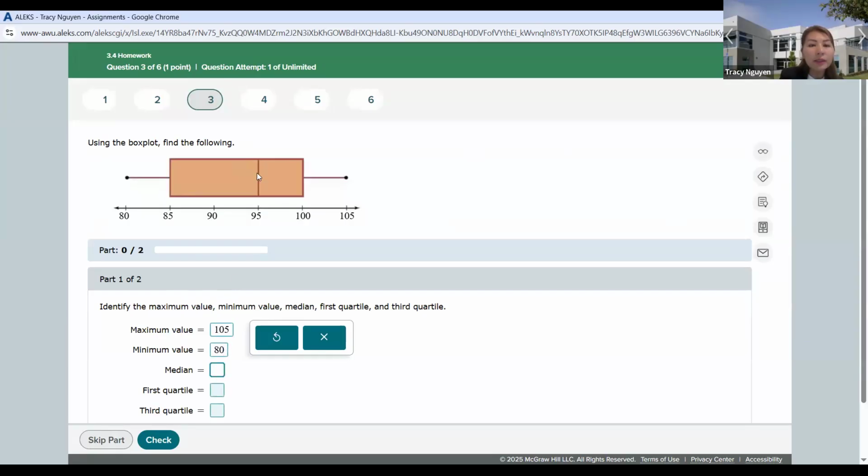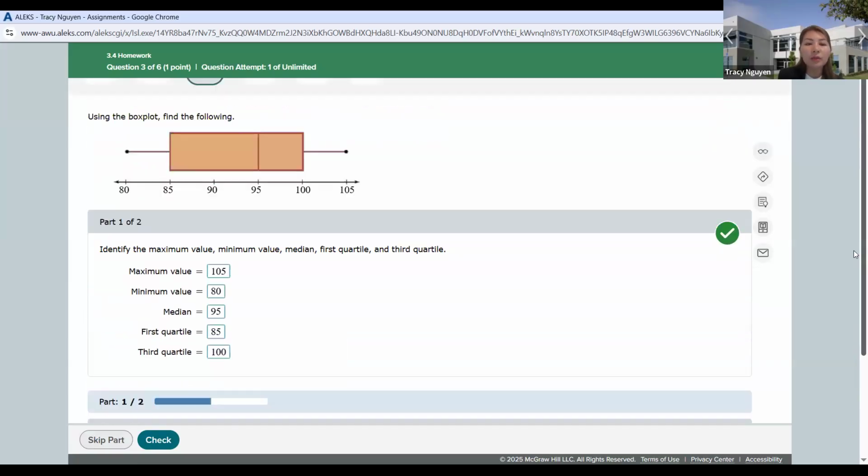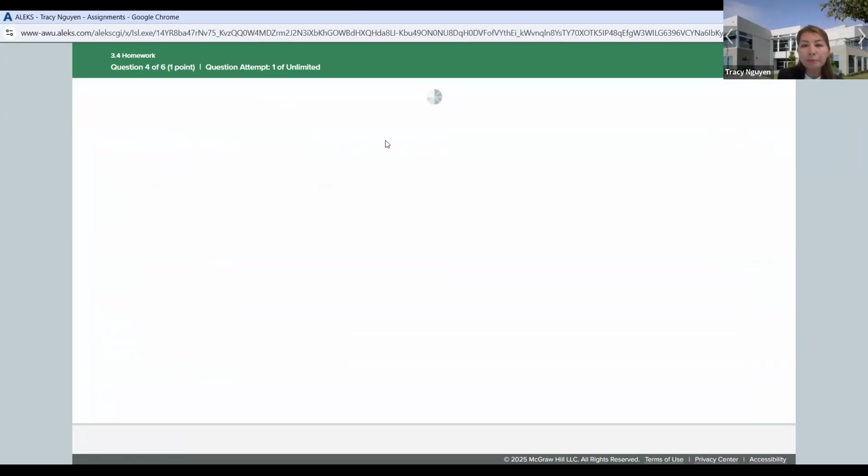The median, which is right in the middle of the box part, is 95. First quartile, which is Q1, is 85. Third quartile is Q3, which I believe looks more like 100 instead of 101 to me. So let's try 100. Okay, and let's check. That is what I would read from the 5-number summary. Then you go on to compute the interquartile range, where you take the value of the third quartile, Q3, minus the first quartile, Q1, which we don't need to do.